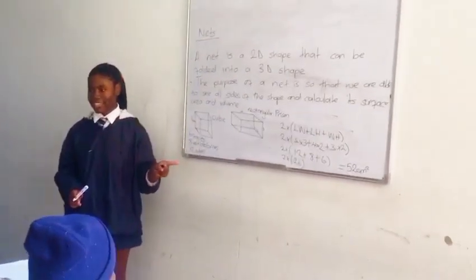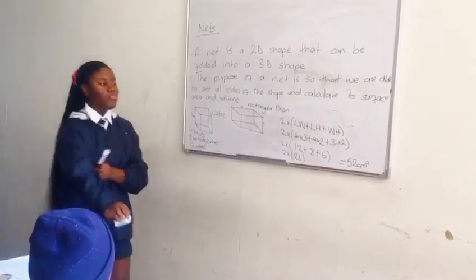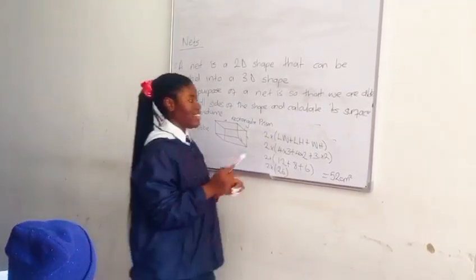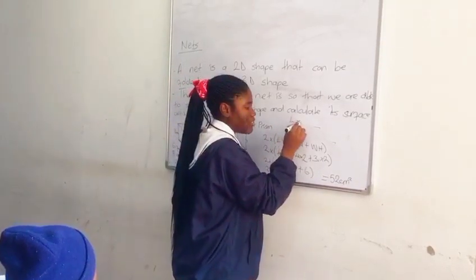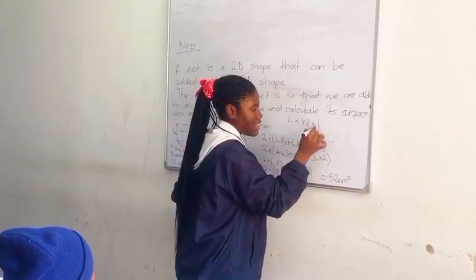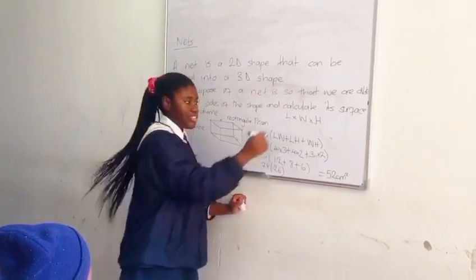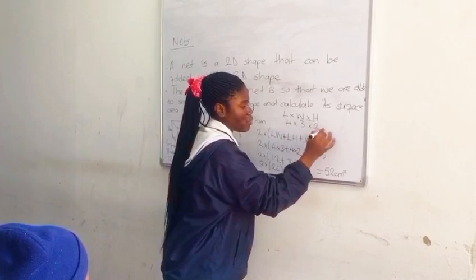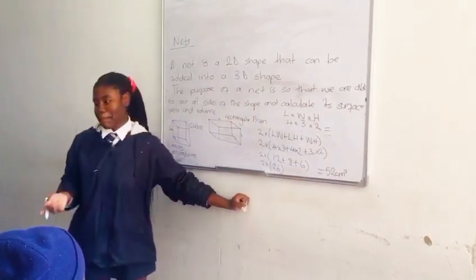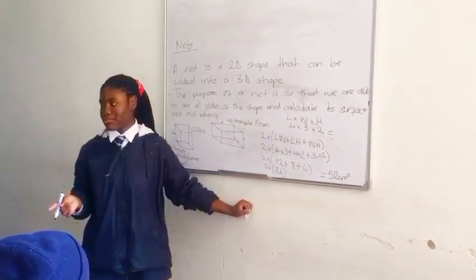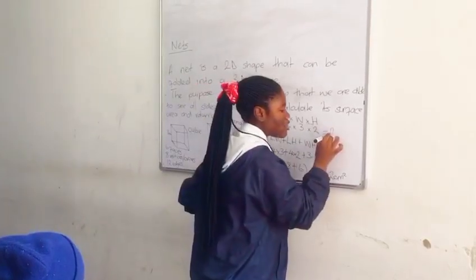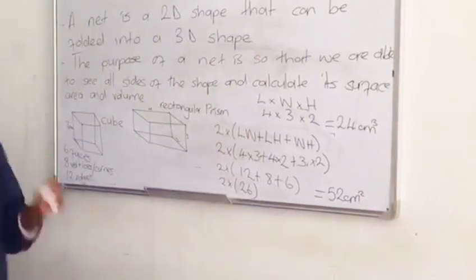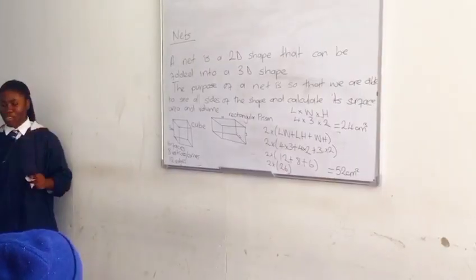Do you understand? Then if we're calculating volume, we just say length times width times height, which is 4 times 3 times 2. 4 times 3 is 12, times 2 is 24. So our answer becomes 24 cubic centimeters. Do you understand?